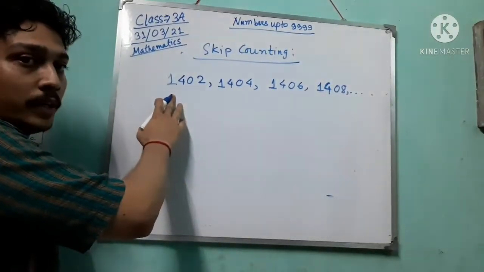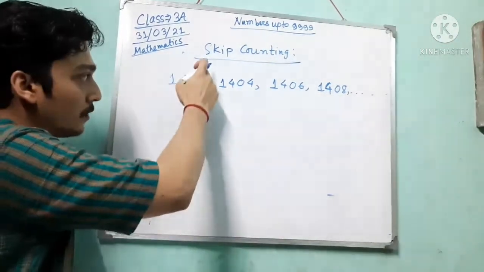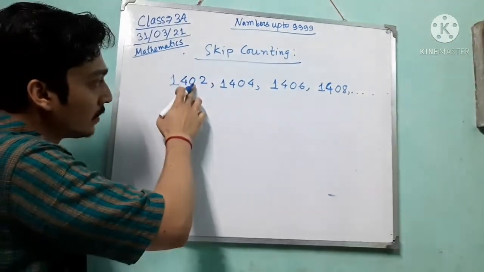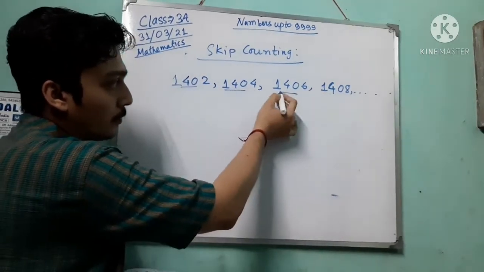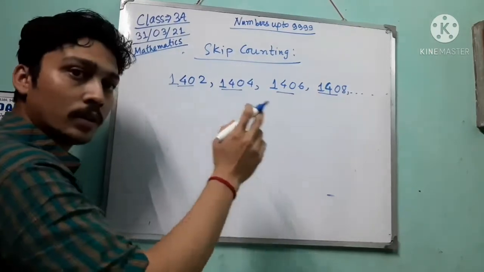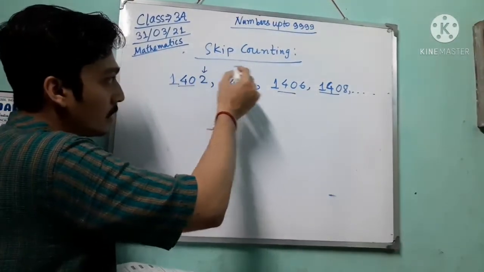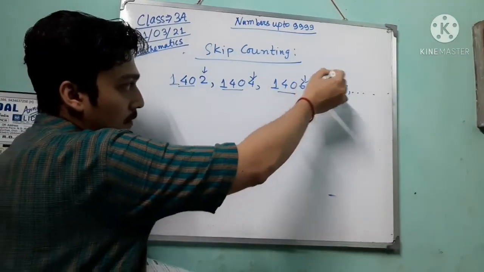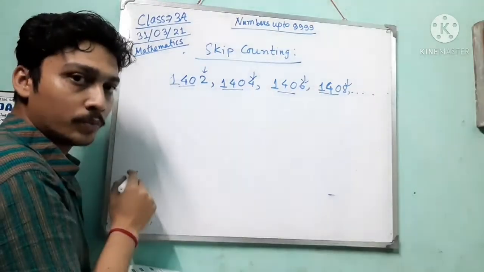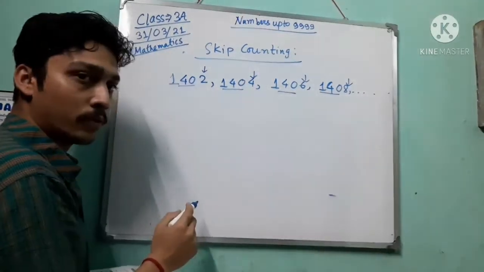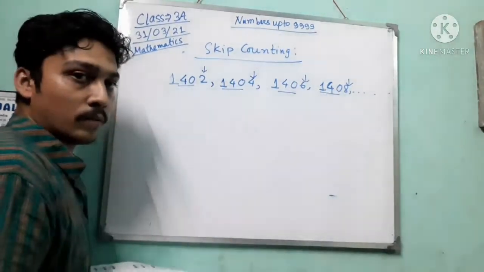Please look very carefully. We have to check the first digit first, because the remaining three digits, 140, 140, 140, 140, are the same. Clear? So you have to check the ones place. The first one is 2, the second is 4, the third is 6, and the fourth is 8.